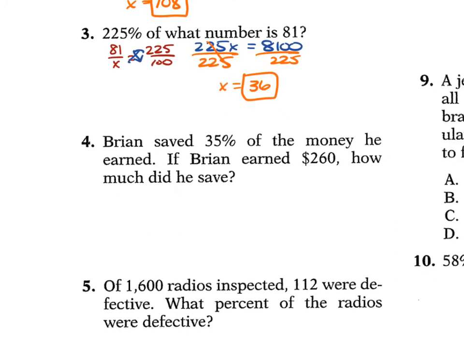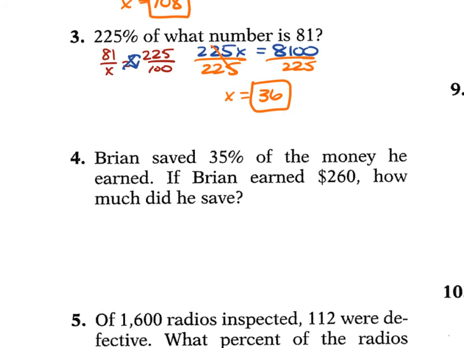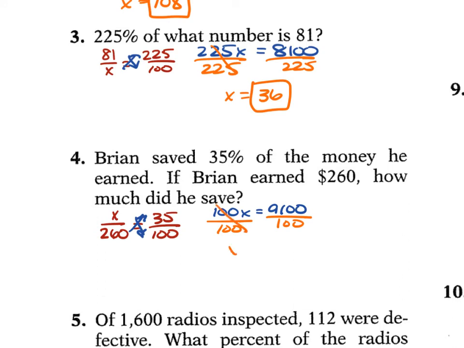For 4, it says Brian saved 35% of the money he earned. If Brian earned $260, how much did he save? So what of 260, x over 260 is 35 over 100. We're going to cross multiply, so we have 100x is equal to 260 times 35, which gives us 9100. We divide each side by 100, so x is 91. That's $91.